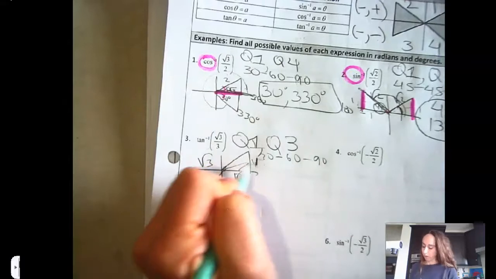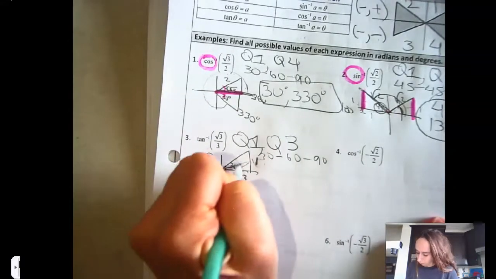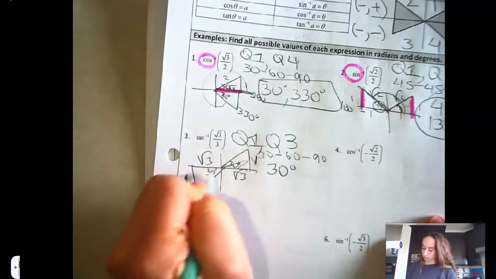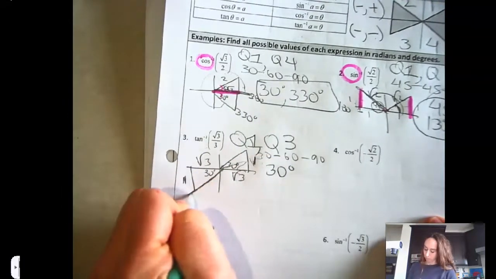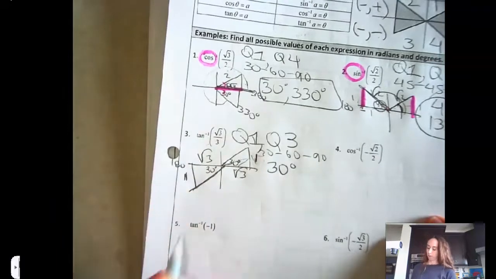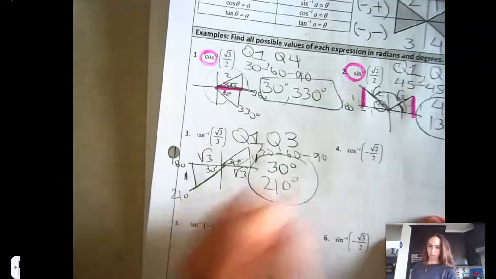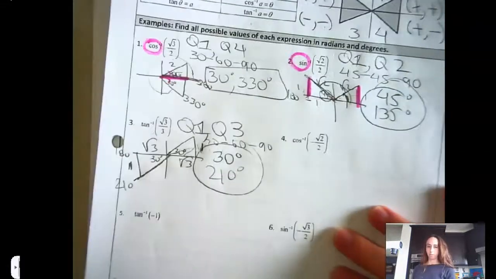Who's across from the 1? 30 degrees. Oh, I like quadrant 1, 30 degrees. Now, if this is 30 degrees, what's this going to be? Well, if this is 180, 180 plus 30, 210. Let's do the next one.